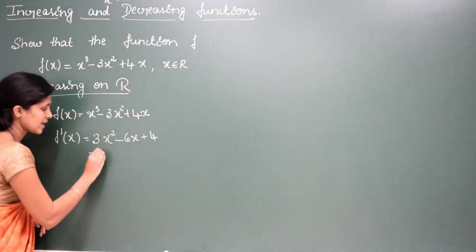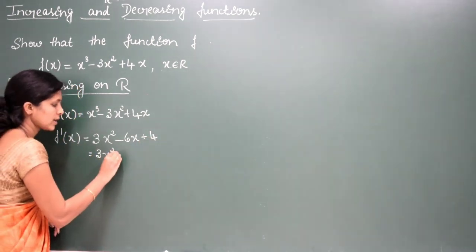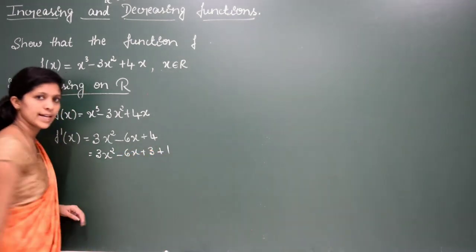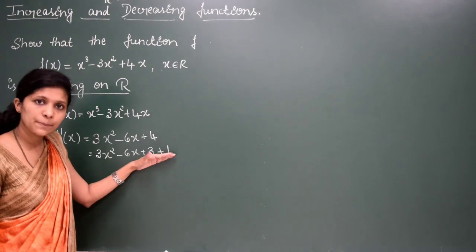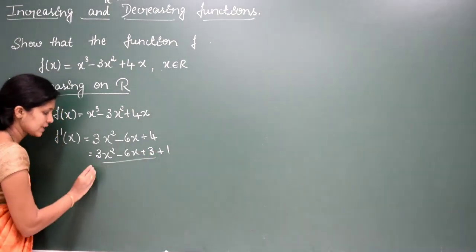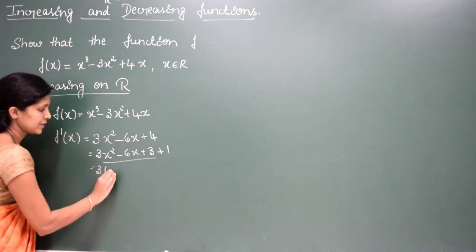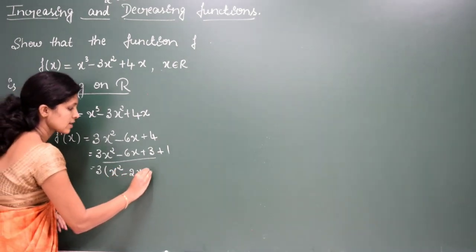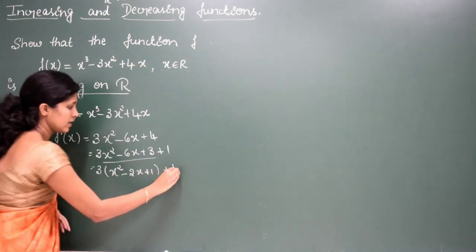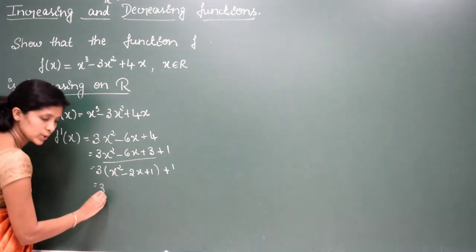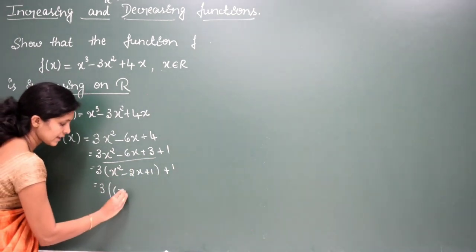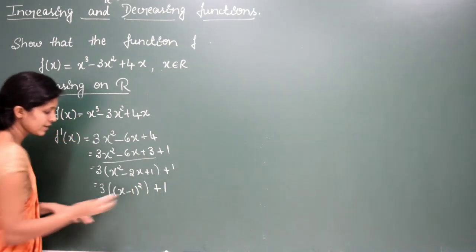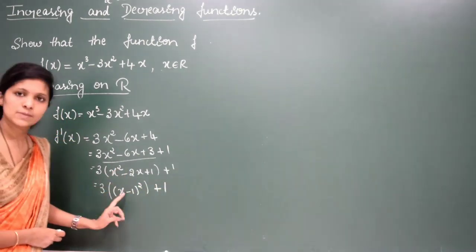Now can I write this as 3x square minus 6x plus 3 plus 1, right? 4 can be split as 3 plus 1. Now here we will take 3 common. Is it clear? If I take 3 common, what is remaining? x square minus 2x plus 1 plus 1. Now can you say what this is? Can I write this as x minus 1 whole square plus 1, right? x square minus 2x plus 1.